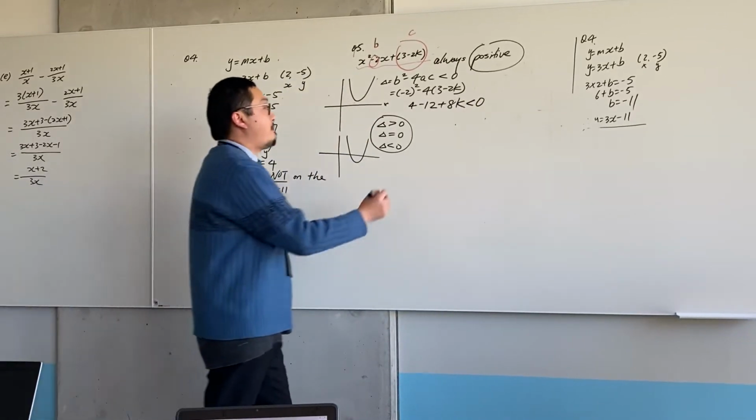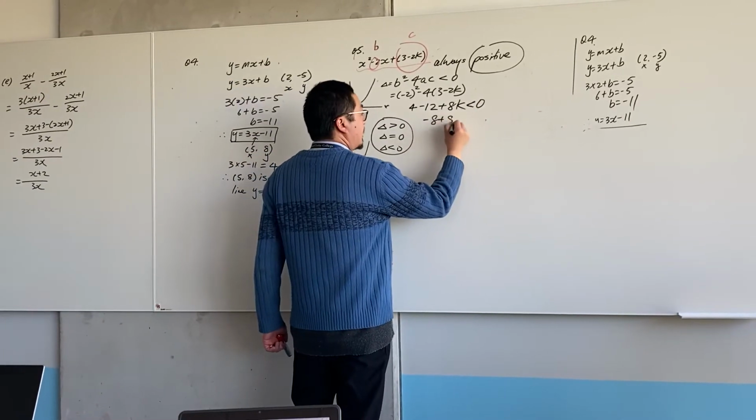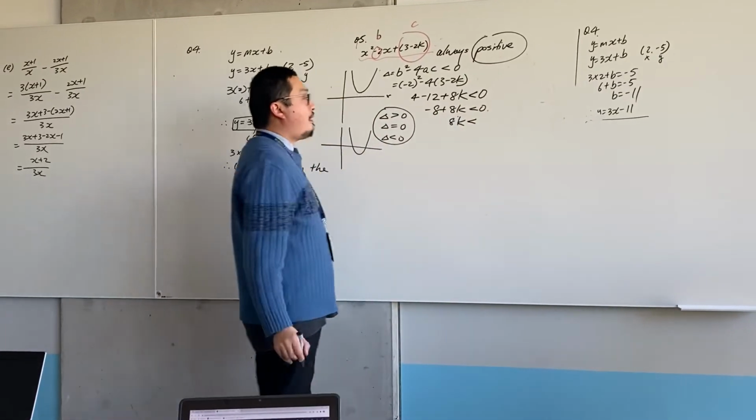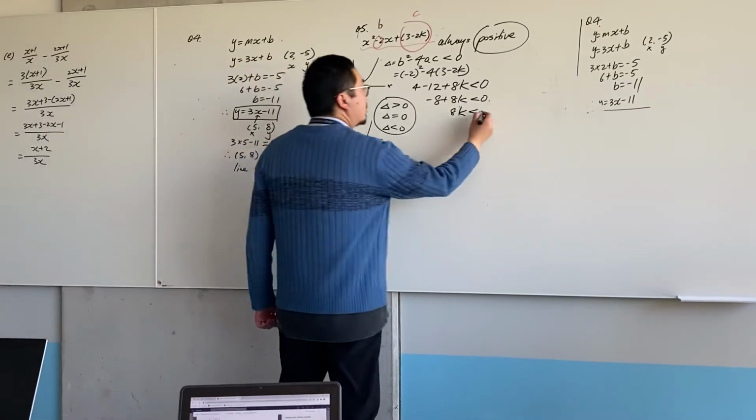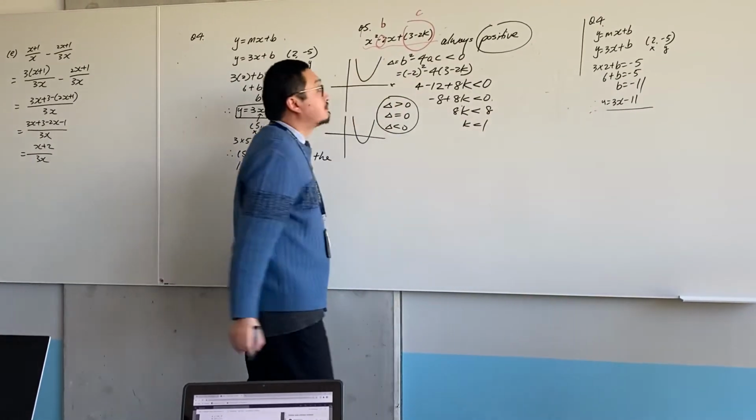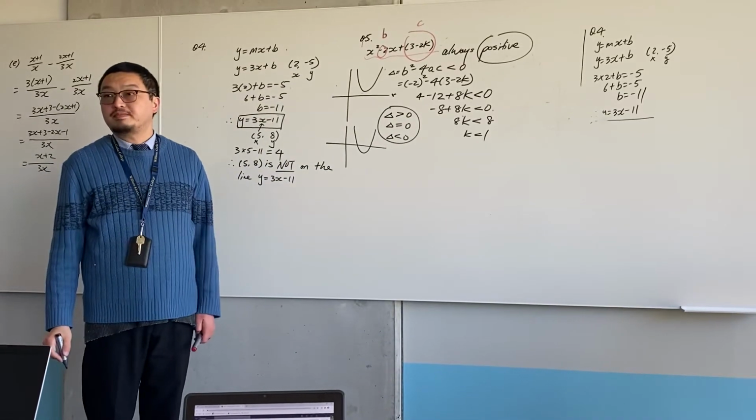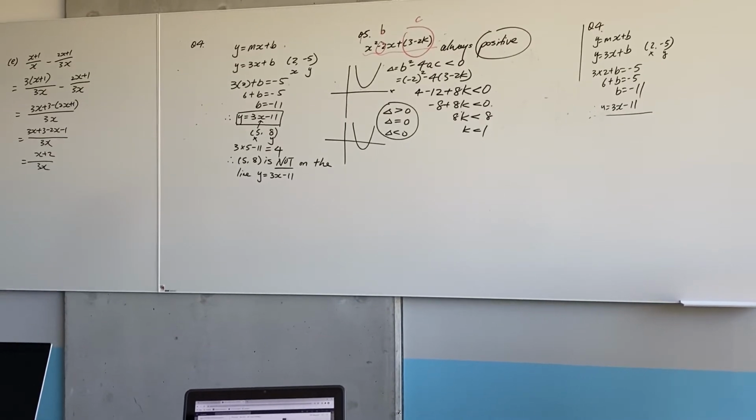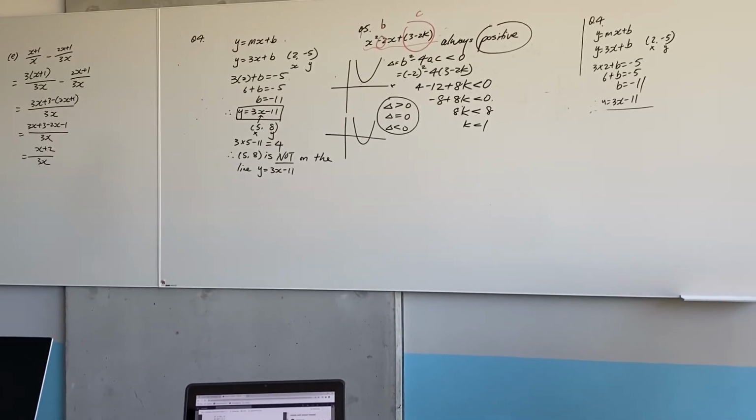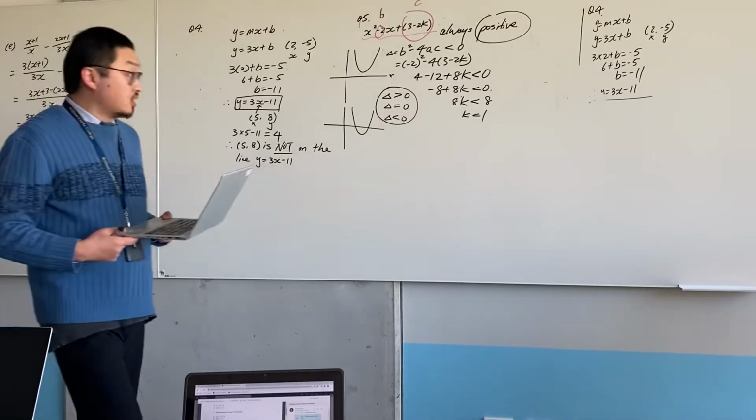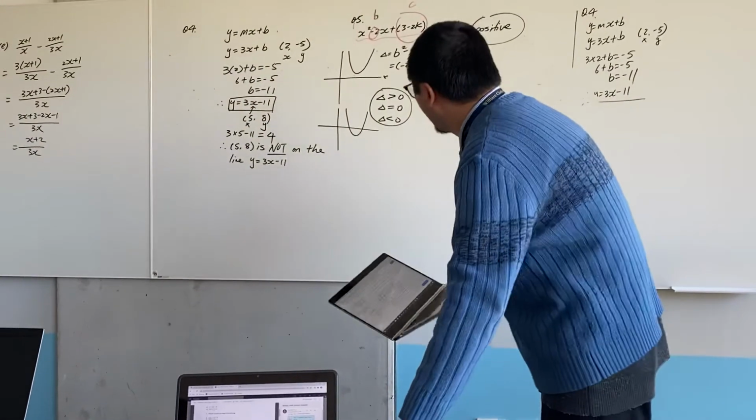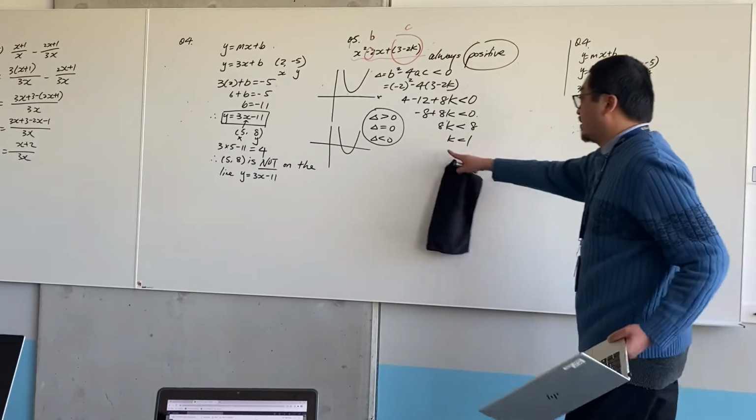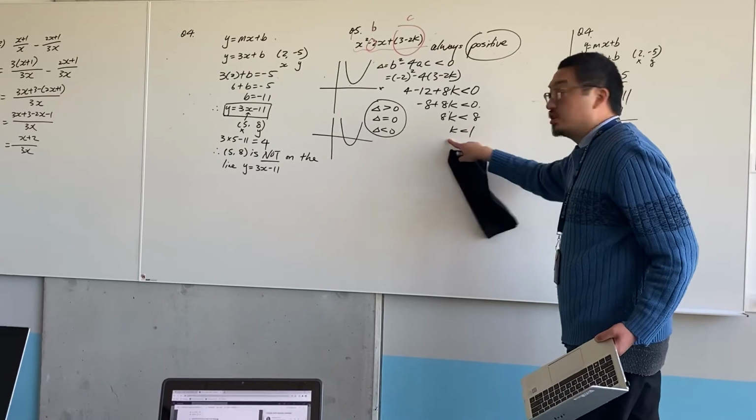Smaller than 0. Minus 8 plus 8k is smaller than 0. 8k is smaller than 8. K is smaller than 1. Then you finish. Any questions there? So have we answered the question? You have to answer the question. You always say when k is smaller than 1, that quadratic is always positive. Now we finish here, then you have answered the question.